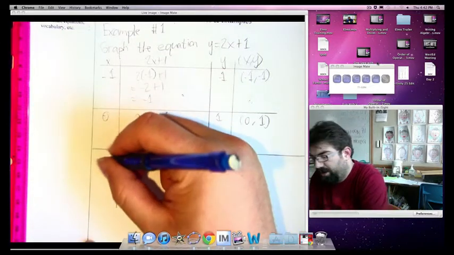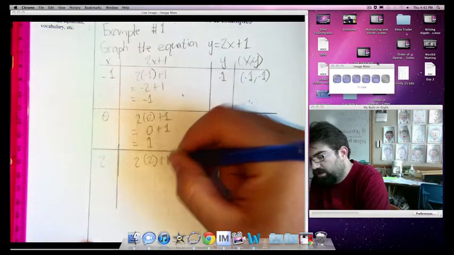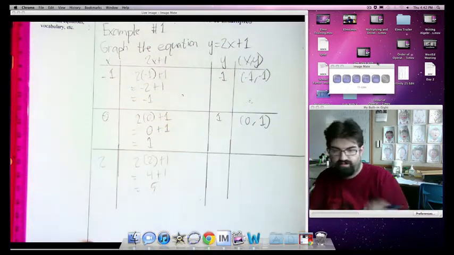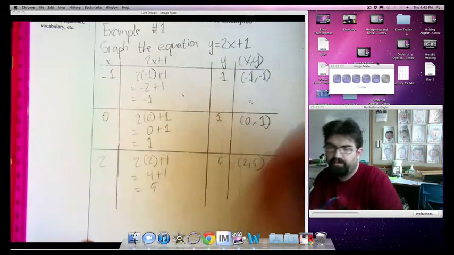Let's go with 2. Change it up a little bit. 2 is equal to 4 plus 1, which is equal to 5. Cool. 5 is my y, so we got 2, 5.